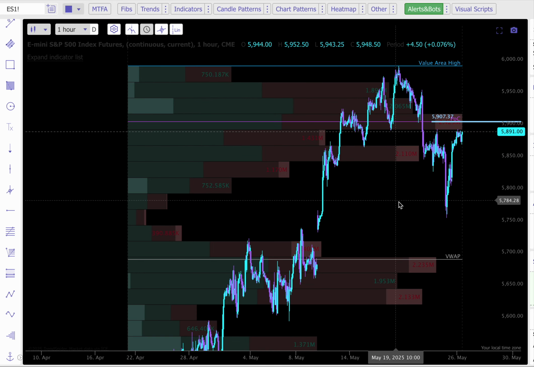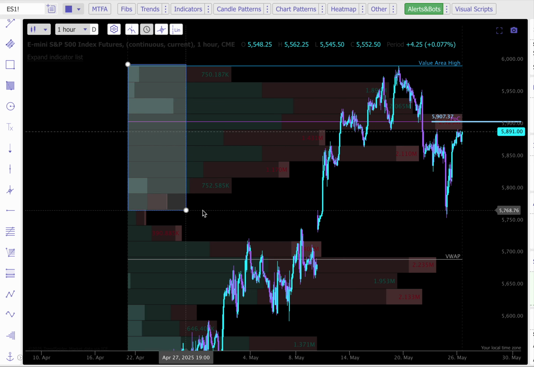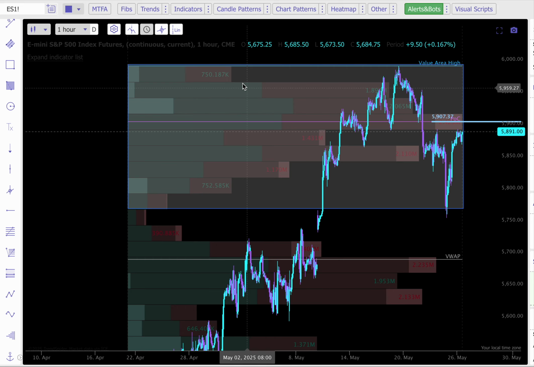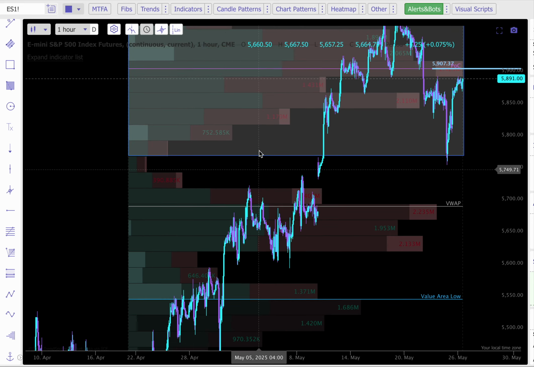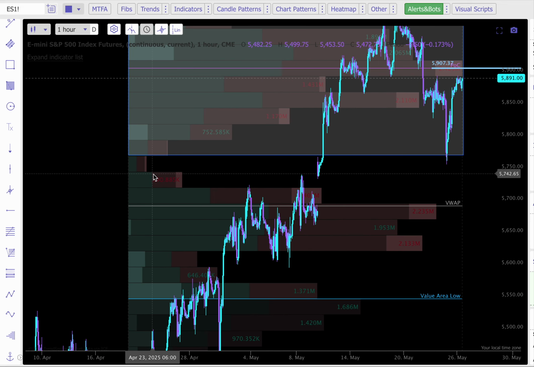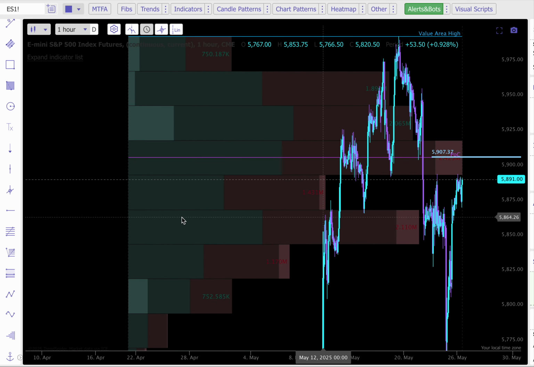Now you want to look at the actual volume blocks themselves. This here is actually one giant block, so you have this whole thing all the way out to here. This is one block, and this would be another block, because we have this little gap right here that starts the next set of high volume blocks. So we're just going to focus on this one because this is where price is trading.